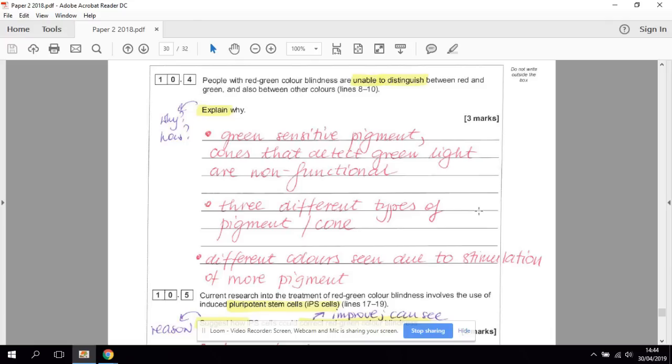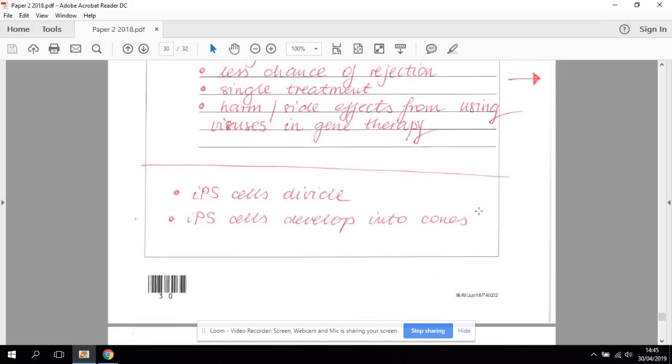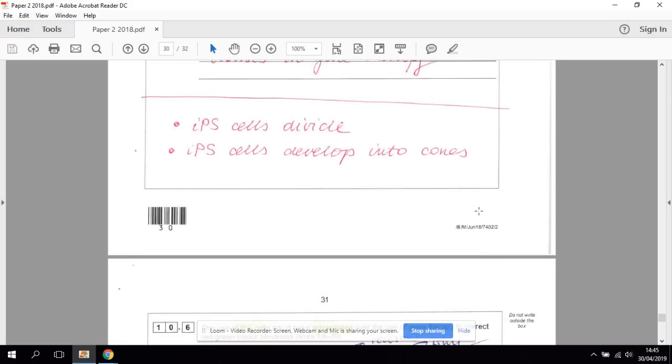So current research into the treatment of red-green color blindness involves the use of induced pluripotent stem cells. Give the reason how they could correct the red-green color blindness, so that we can see. So what are the possible answers here? It's the fact that those induced pluripotent cells will divide, and they can develop into different types of cells. So here they will develop into cone cells, which will allow them to see in those conditions.